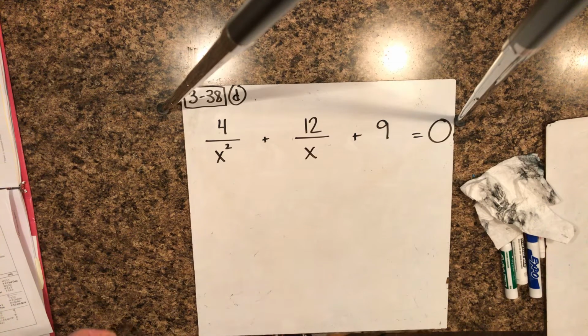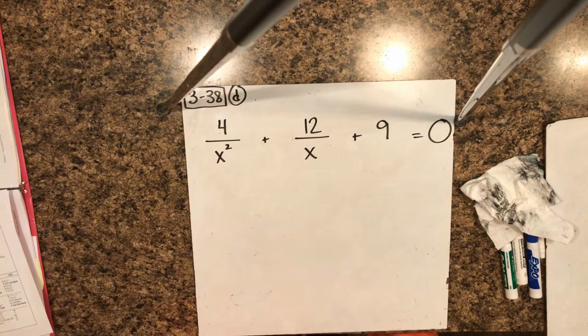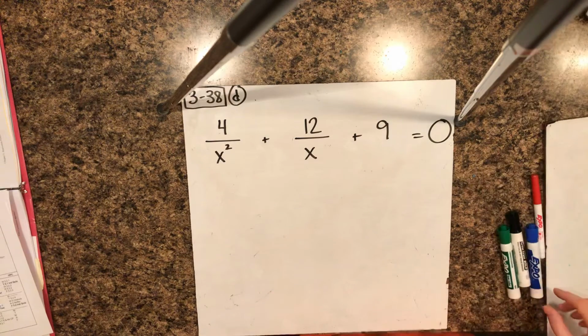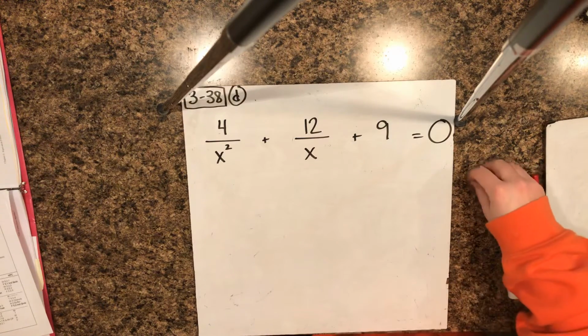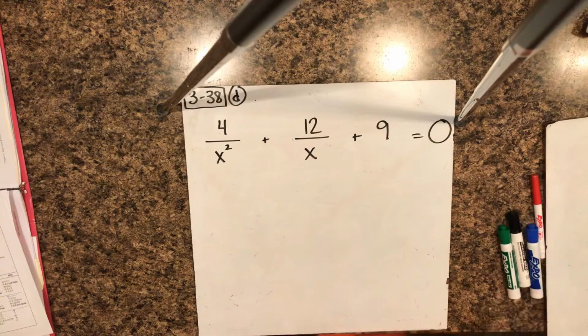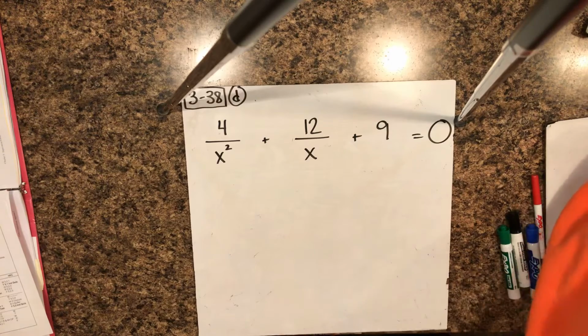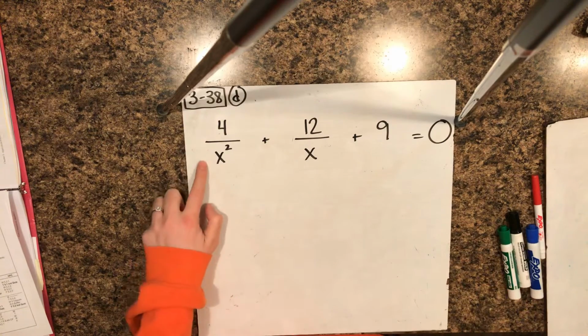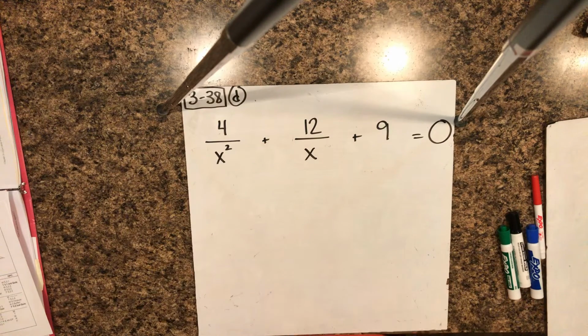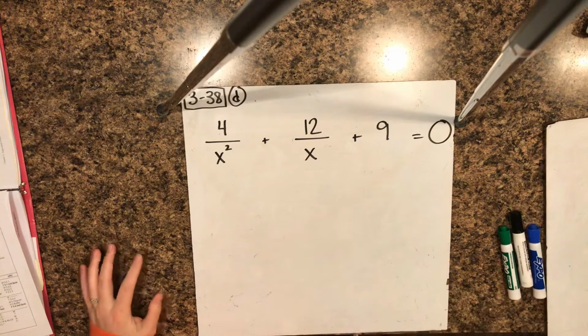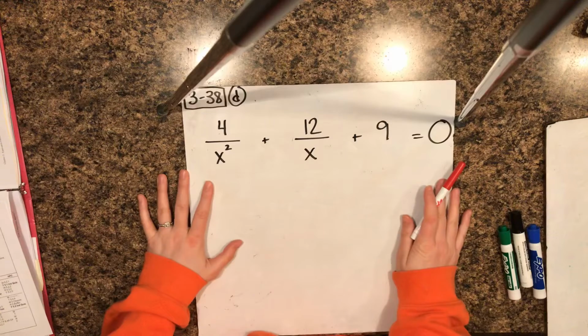All right, this is Algebra 2, 3-38, Part D. And remember, we are solving by rewriting. And we've been talking about that this particular problem looks kind of tough because it has fractions in it. But remember, fractions are really just division problems. And if you want to undo a division problem, you would multiply. And what should we multiply by?